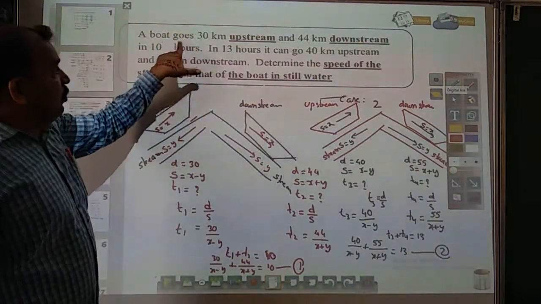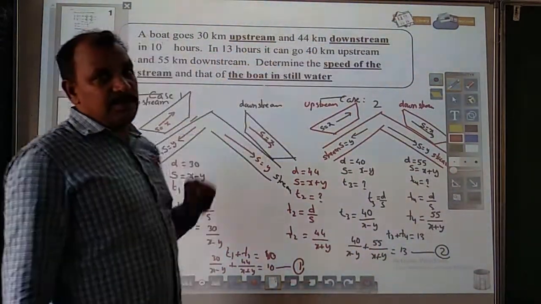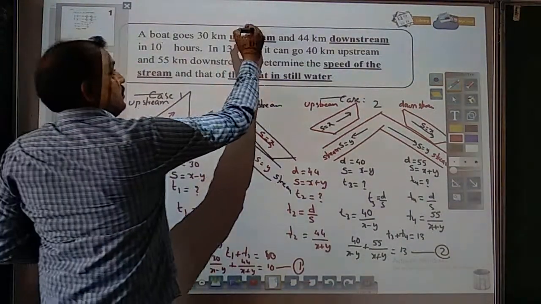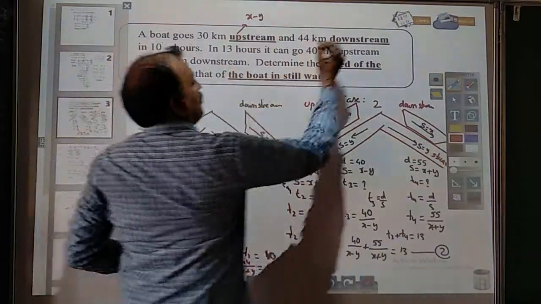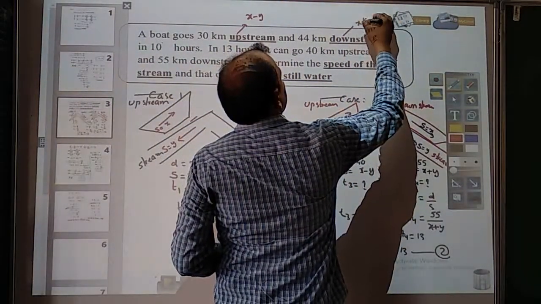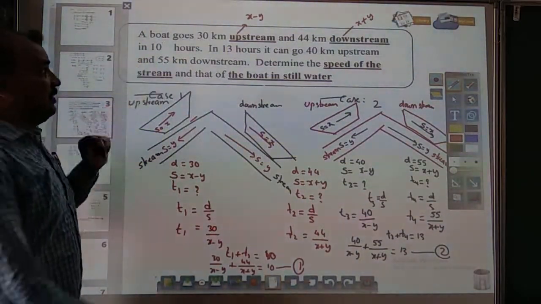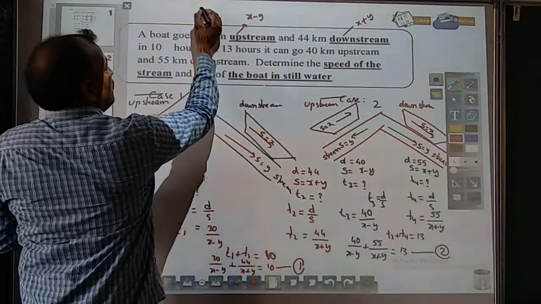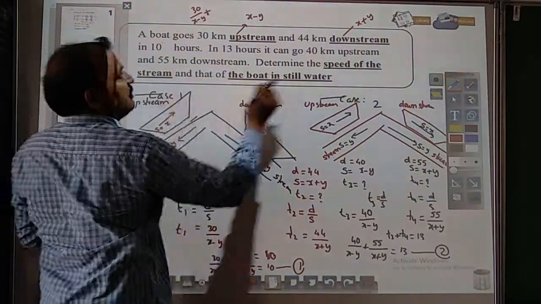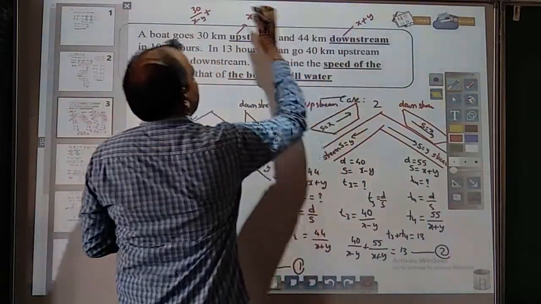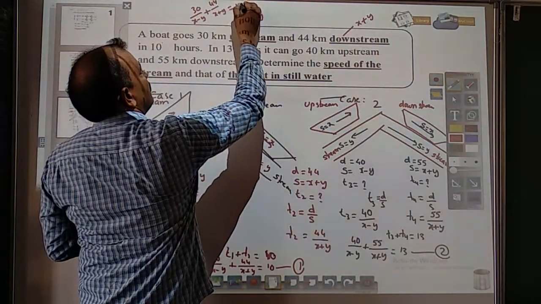So here a boat goes 30 kilometers upstream and 44 kilometers downstream is given. Upstream means x minus y. Downstream means x plus y. So total time is 10 hours in the first case. It can be written as distance by speed: 30 by x minus y plus 44 by x plus y is equal to 10 hours.